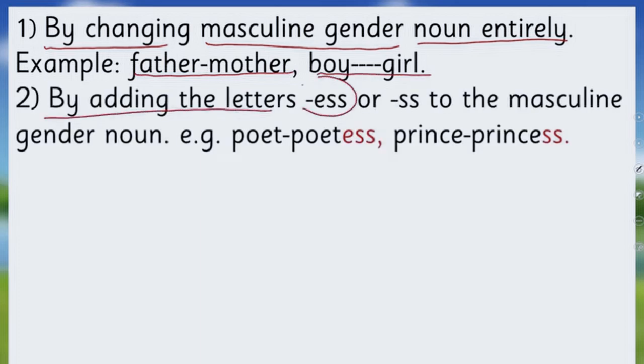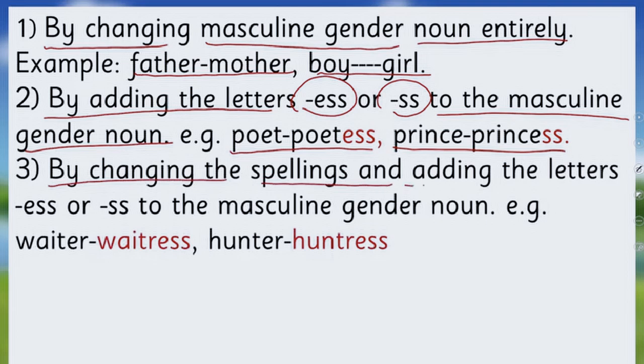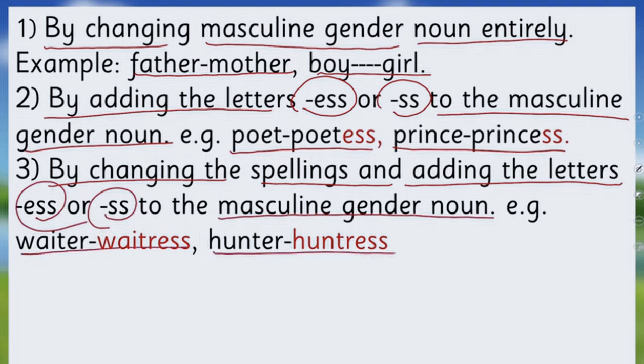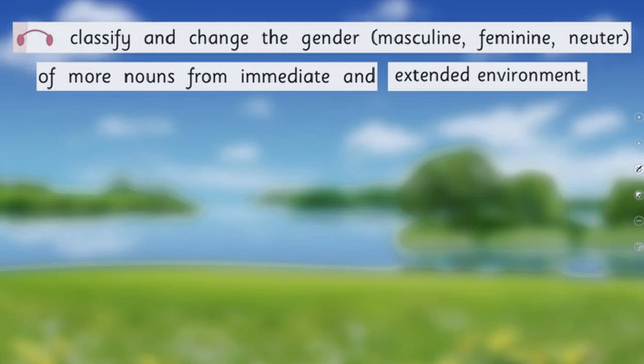By adding the letters es or ss to the masculine gender noun, its example is poet and poetess, prince and princess. By changing the spelling and adding the letters es or ss to the masculine gender noun, its example is waiter, waitress, hunter, huntress. And by changing a part of the masculine gender noun, its example is father-in-law, mother-in-law, headmaster, headmistress. Right? So in this way, we achieved today's SLO. That is to classify and change the gender masculine, feminine, neuter of more nouns from immediate and extended environment.